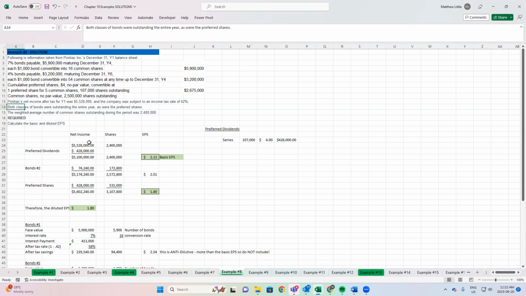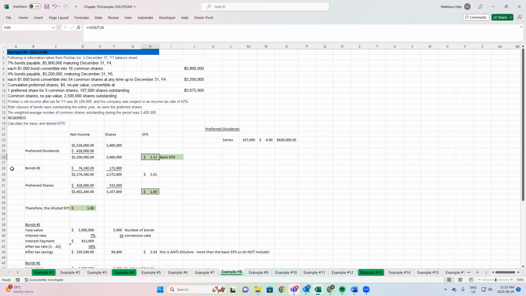All right, so let's move on to basic. So our net income of 5.5 million, shares of 2.4 million. You have to remove the preferred dividends. How we get that is the fact that there are 107,000 shares, $4 each. So our dividend amount owing to the preferred shareholders would be 428,000. So we have a $5.1 million attributable net income in our basic earnings per share divided by 2.4 million gives us a rate of $2.13.